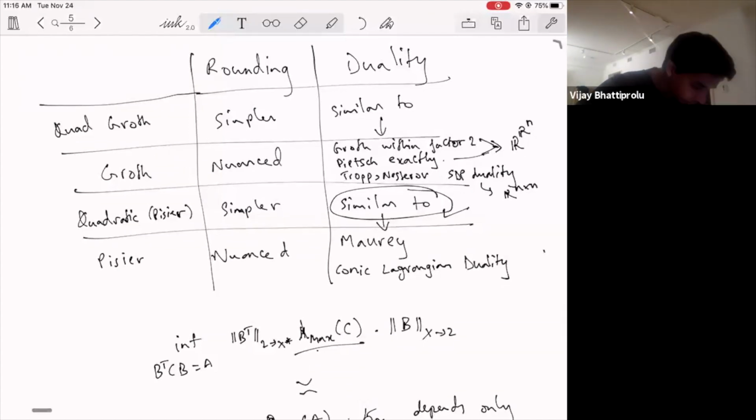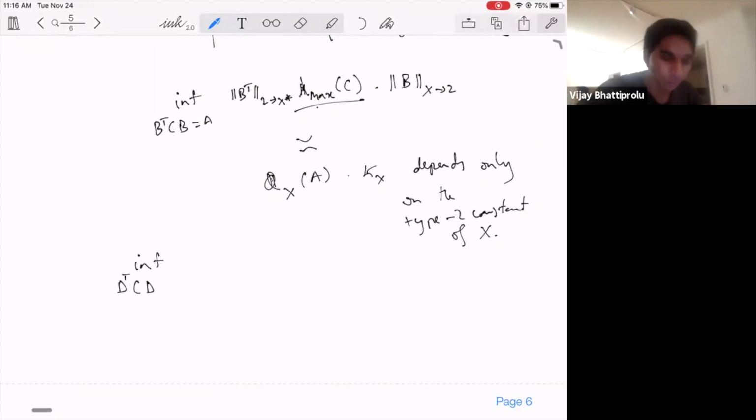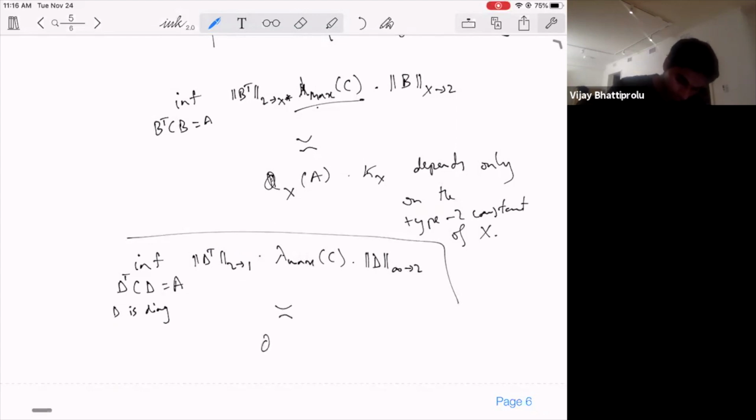Just to state the quadratic Grothendieck factorization theorem: it says that the infimum over B^T C B = A of the norm of B^T from 2 to 1 times lambda max of C times the norm of B from infinity to 2 approximates the quadratic maximum of A over the L infinity ball within a factor of log n. There's no need to transpose if B is a diagonal matrix, but I just wrote it there to syntactically resemble the quadratic factorization theorem.